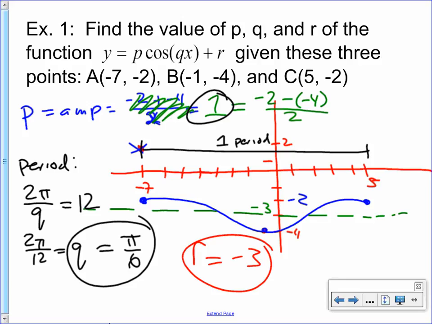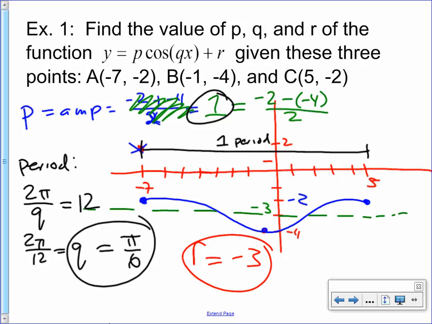Now the only thing we didn't take into account is the shift horizontally. Do we need that to find p, q, and r? No. Heavens no. The lesson of the day: p is the amp, q is the period, and r is the vertical shift. That's all you needed.